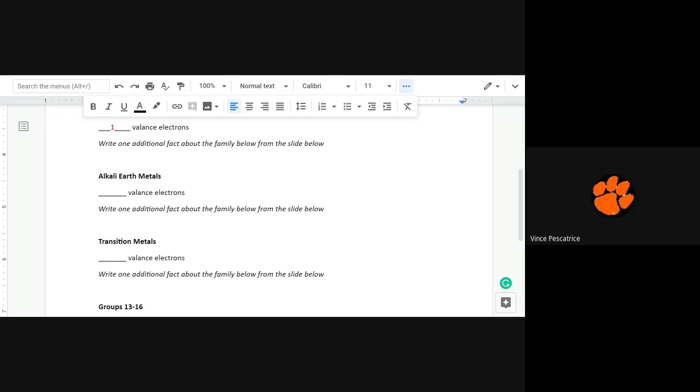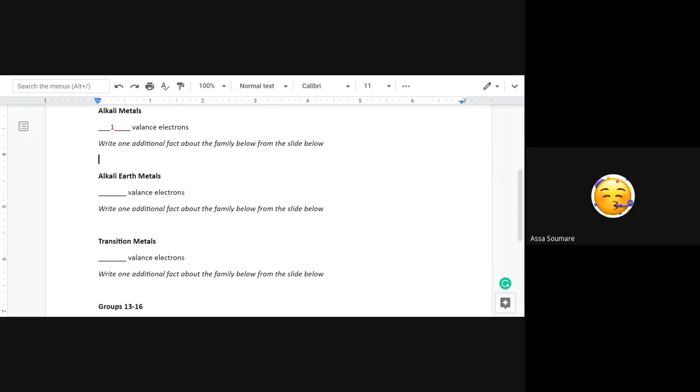Okay, so you should have one valence electron. And then one fact about that would be they're reactive. They have one valence electron, and they're like soft metals.